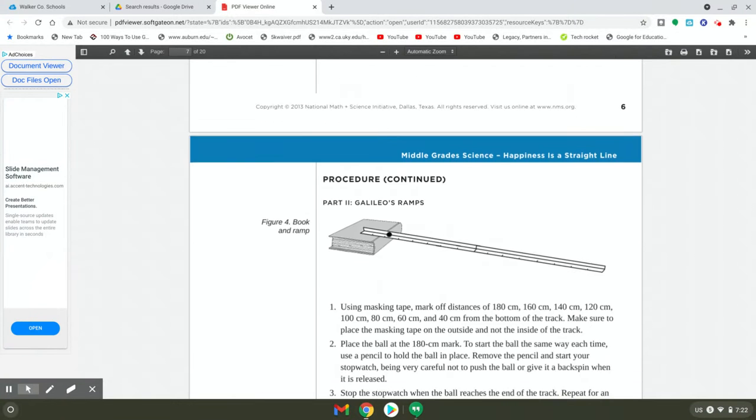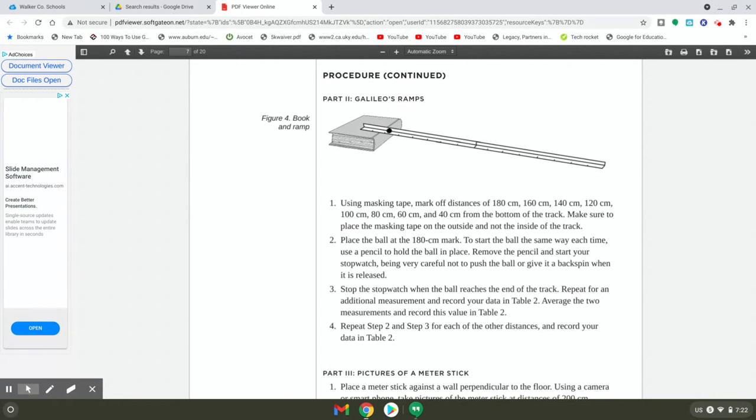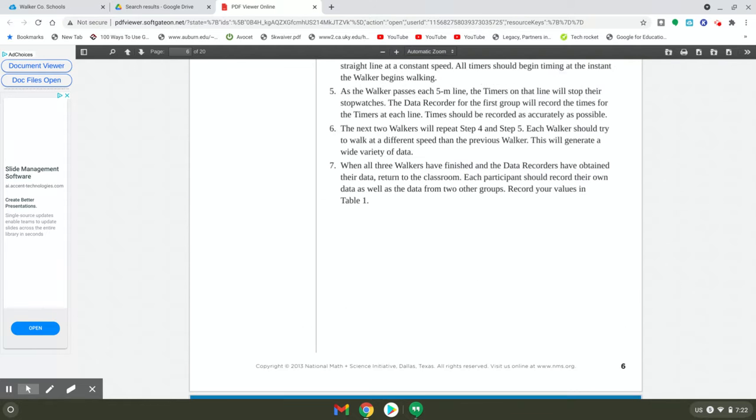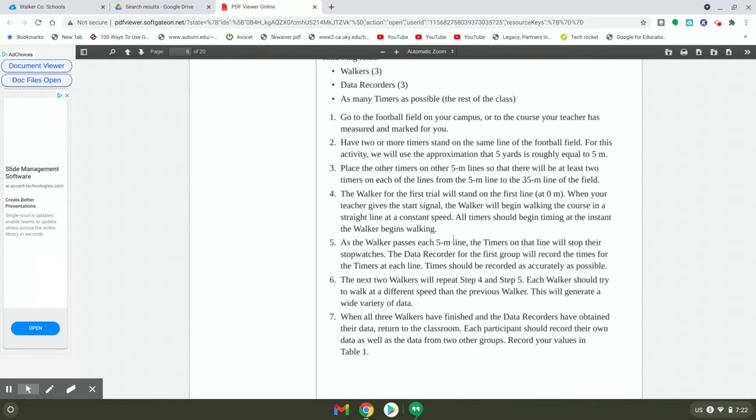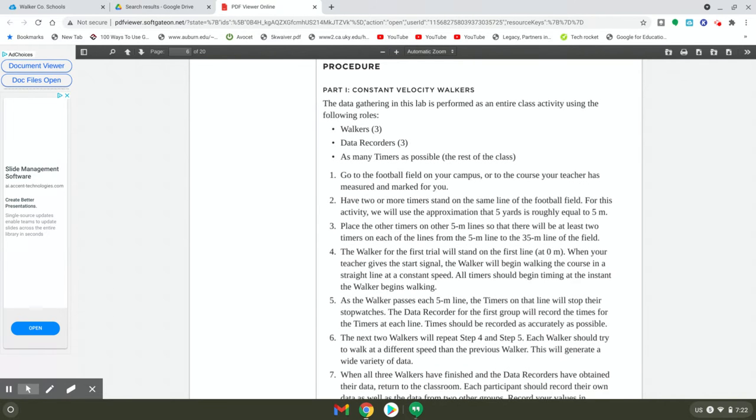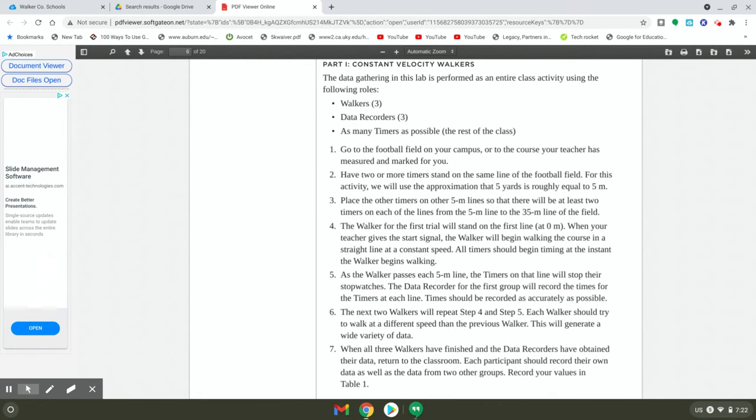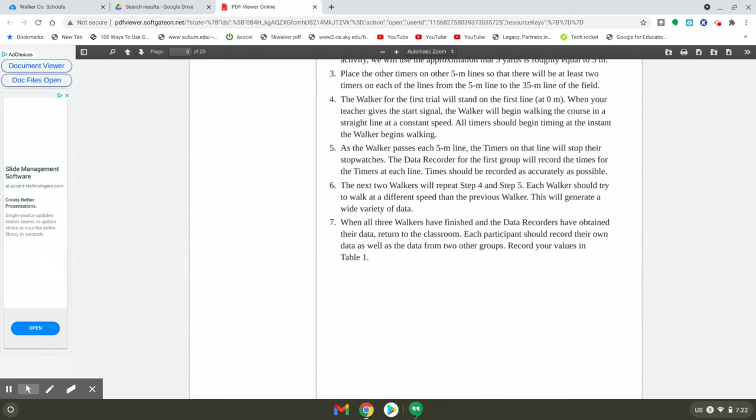Now, part 2 is the same thing, except you're rolling a ball down a ramp. This is 2 meter sticks taped together so the ball can't fall off the edge. Don't worry about doing part 2 because the data is the same as with part 1, and I think part 1 will be easier for you to complete as far as materials go. So for Monday, you are supposed to record this data. For Tuesday, you are supposed to graph that data and submit that graph.